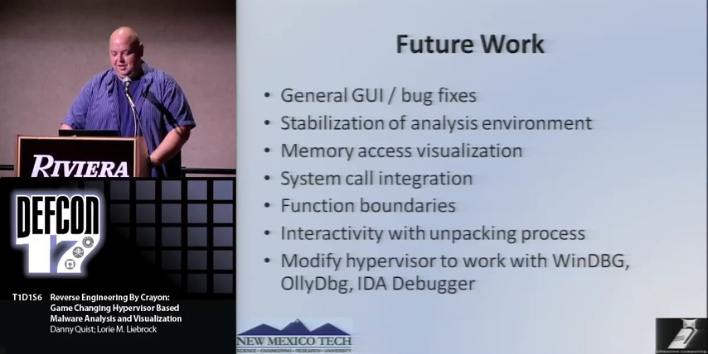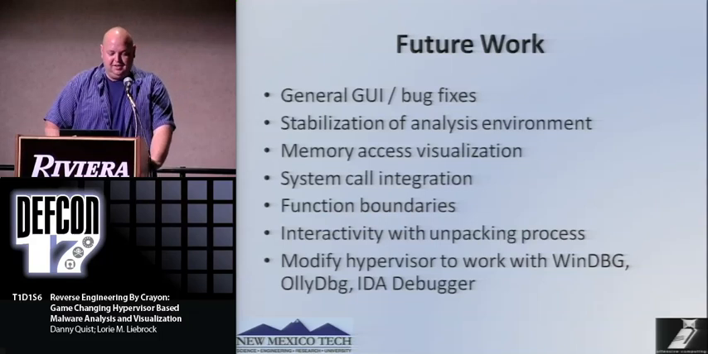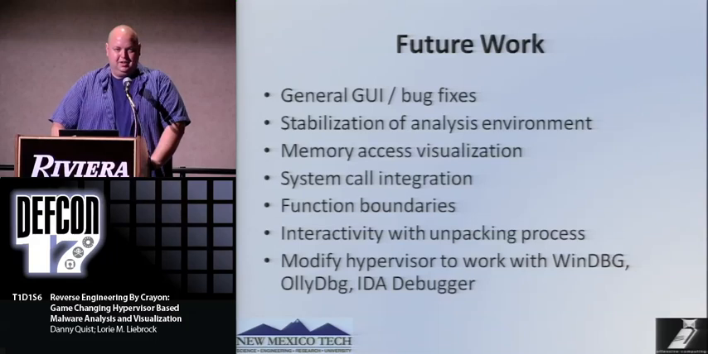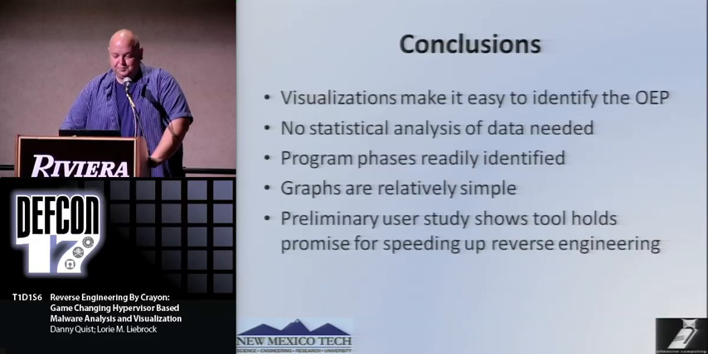Right now it's pretty unsophisticated, so I want to make that a little bit better. I'd like to start doing some memory access visualization. Ether provides an awesome way to do that, so I definitely want to get there. Integrate system calls, look at the function call boundaries, and then get a little bit more interactivity with the unpacking process. The other nice thing that would be cool is if you could use something like WinDebug or Ollie or IDA's debugger inside of the Ether system, and all of the functionalities there. It's just a matter of putting it together.